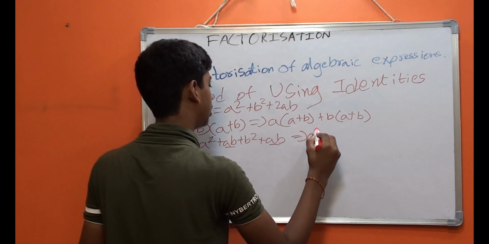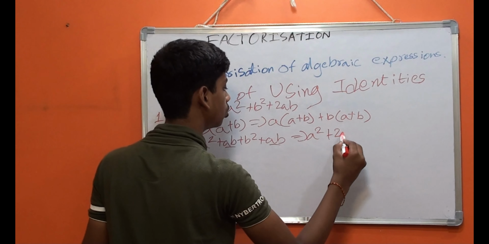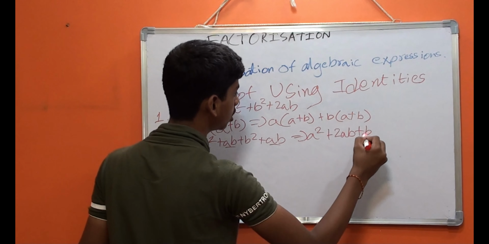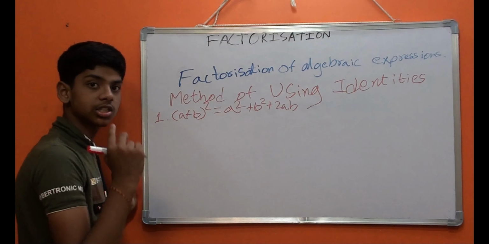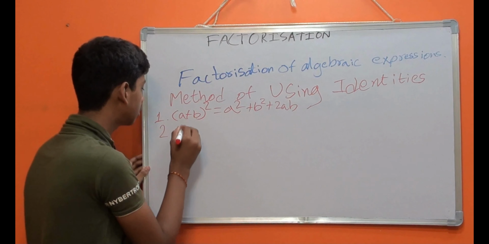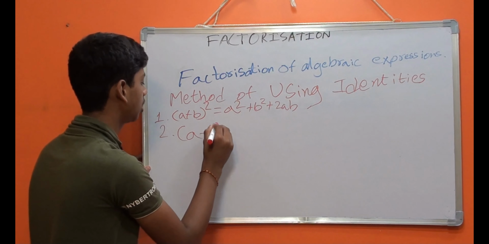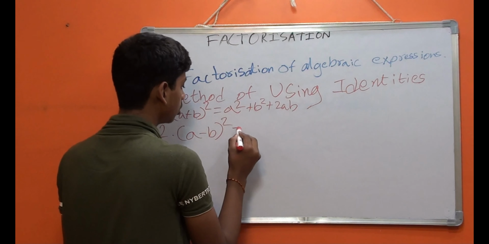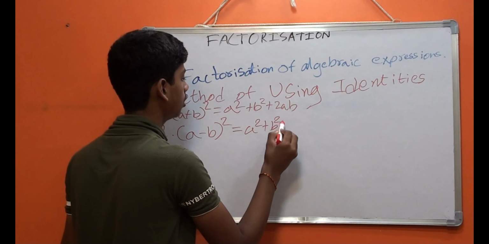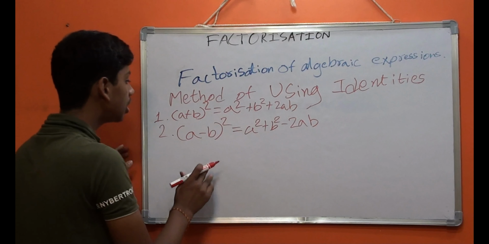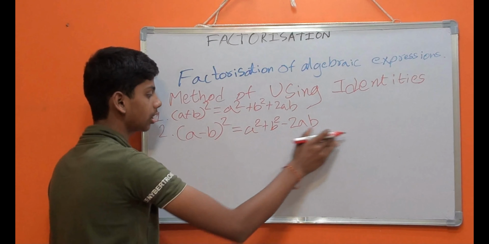So we simplify them to a square plus 2ab plus b square. So this is how we got the answer. So guys, now let's learn about the second identity, which is (a minus b) whole square. So this one is a square plus b square minus 2ab. Now let's see how we got this answer.